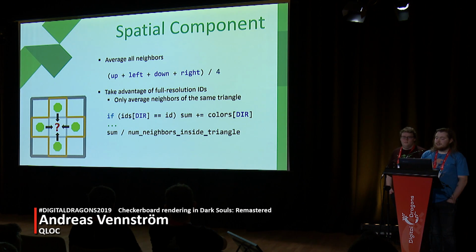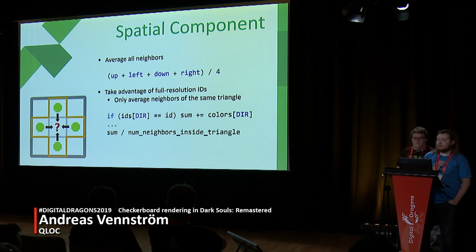So, let's imagine for a second that we're writing the spatial resolve from scratch. What's the most simple thing we could do? We could take the average of all neighbors. Before I even show you how that looks, we can add one more trivial improvement. We can use the full resolution IDs written in the depth prepass. Using these IDs, we can determine which neighbors belong to the same triangle as the missing sample. We can then limit the averaging function to only account for those.